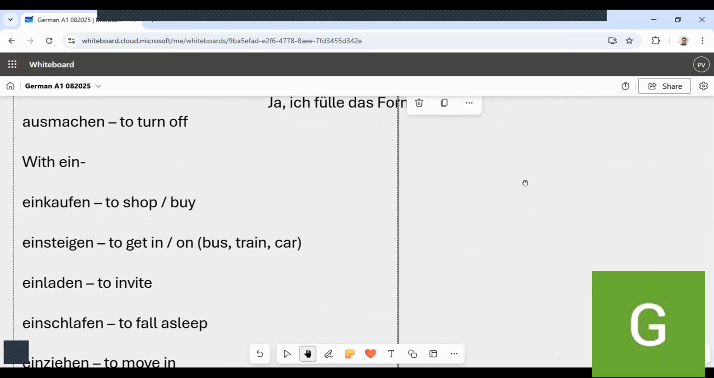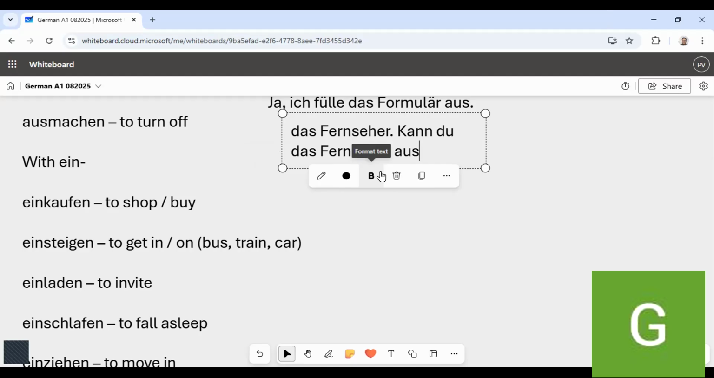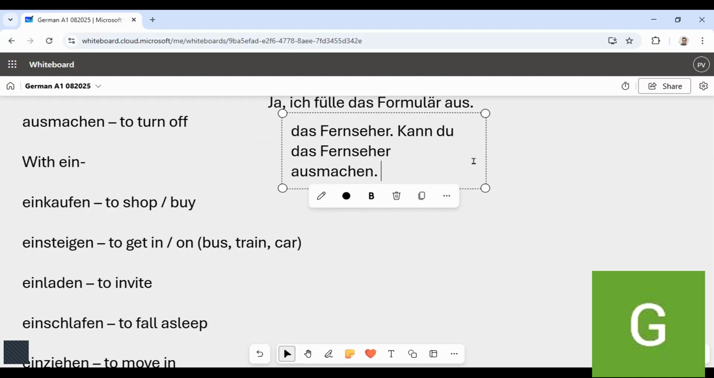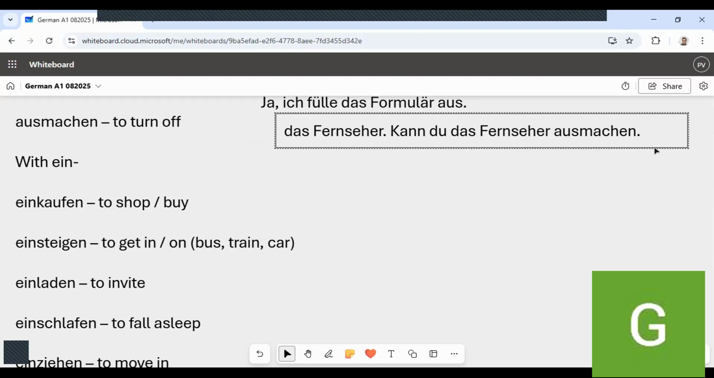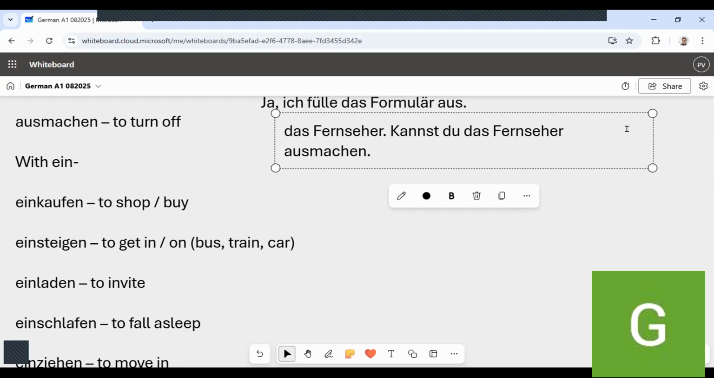Suppose you want to say, can you please turn off the TV? The TV is called der Fernseher. Kannst du den Fernseher ausmachen? Kannst du den Fernseher ausmachen? Okay. This is how you can make a sentence, with a modal verb or without a modal verb. You can simply focus on the separable part.